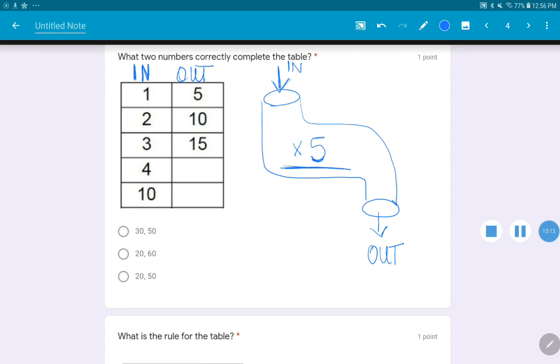So if I put in a 4, 4 times 5, what would come out? 20. Okay, very good. And then if we put in 10, and 10 gets multiplied by 5, what would drop out? 50. So it'll be the last one. So the last choice is correct. And the rule for the table is n, or the number that we drop in, times 5.